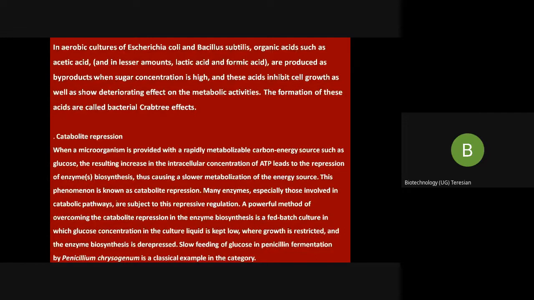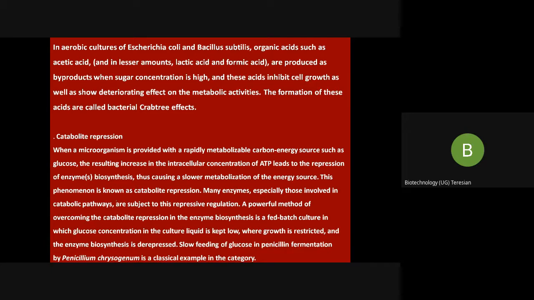Similarly, in aerobic culture of Escherichia coli and Bacillus subtilis, organic acids such as acetic acid, lactic acid and formic acid are produced as byproducts when sugar concentration is high. These acids inhibit cell growth as well as have a deteriorating effect on metabolic activity. The formation of these acids is called the bacterial Crabtree effect.